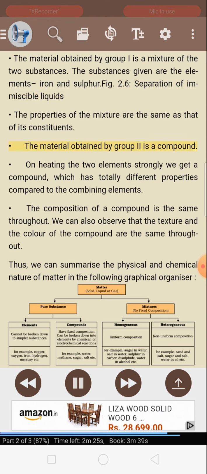The material obtained by group 2 is a compound. On heating the 2 elements strongly, we get a compound which has totally different properties compared to the combining elements. The composition of a compound is the same throughout. We can also observe that the texture and the color of the compound are the same throughout. Thus, we can summarize the physical and chemical nature of matter in the following graphical organizer.